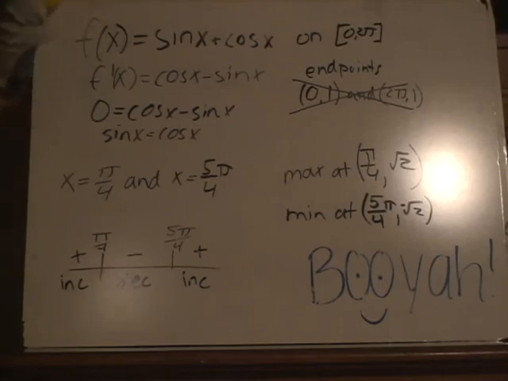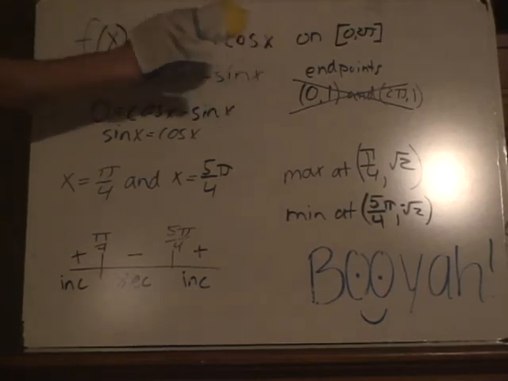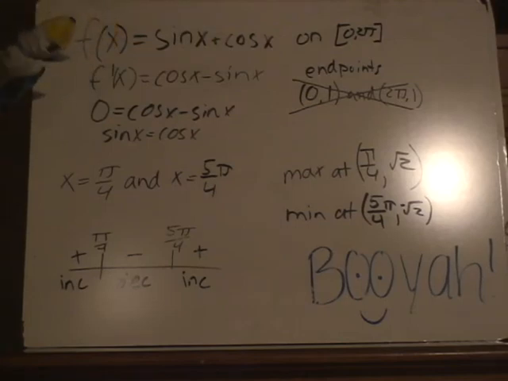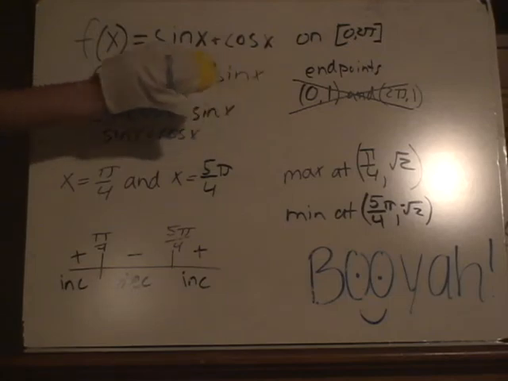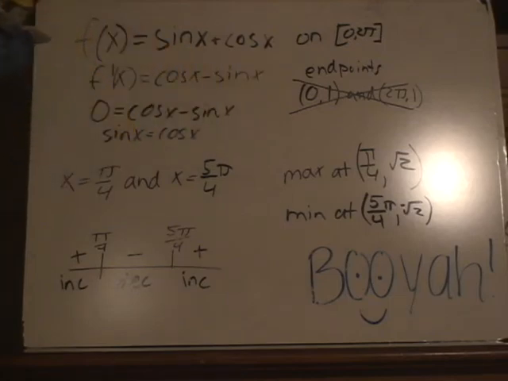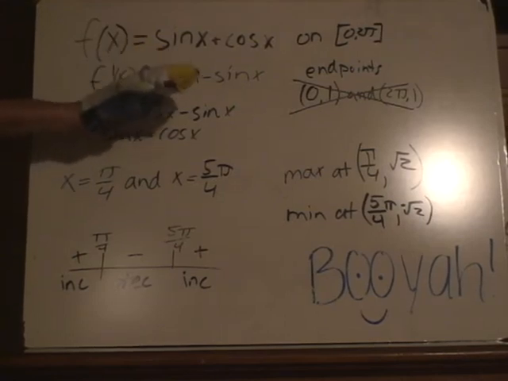Alright, so here we have another example. f of x equals sine x plus cosine x. When we take the derivative of that function, we get f prime of x equals cosine x minus sine x. So, set it to 0 because we're looking for the critical points. And we get 0 equals cosine x minus sine x.